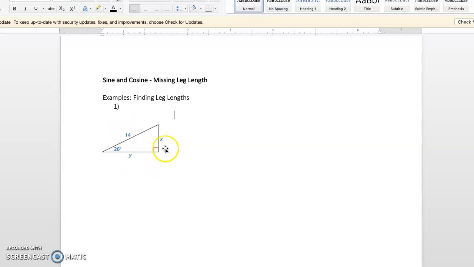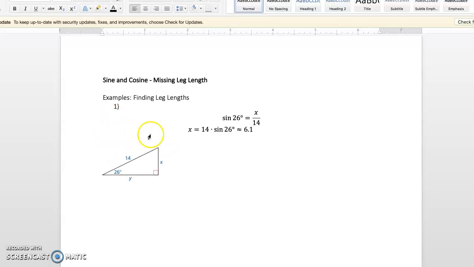So in the first example, I want you to find each of the leg lengths. So you're going to have to use cosine and sine. To recap from the last video, we learned that the ratio for sine was the opposite side over the hypotenuse. And for cosine, we learned that it was the adjacent side over the hypotenuse. So it doesn't matter which one you start with, but you just have to determine which variable refers to which trigonometric ratio. So if I wanted to solve for x first, I notice that x is opposite the angle 26 degrees that is given. So I want to use sine because it's opposite from the angle.